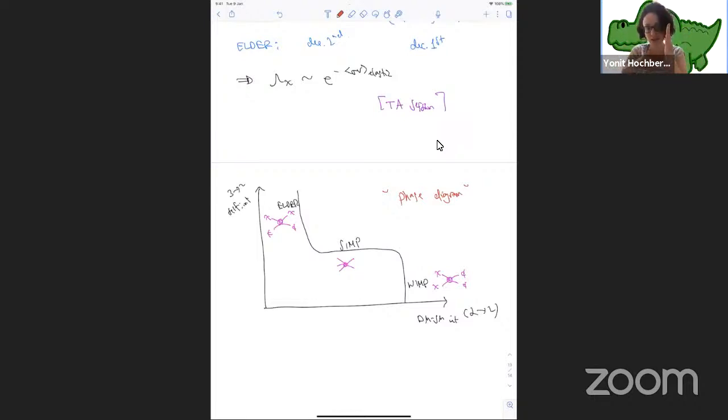Whereas for the ELDER, once I have a strong enough 3-to-2 interaction, I don't care about the particular details. All I care about is that I'm cannibalizing, and that's why it's vertical, and the relic abundance is set by a particular size of the 2-to-2 interactions. So the story is consistent.